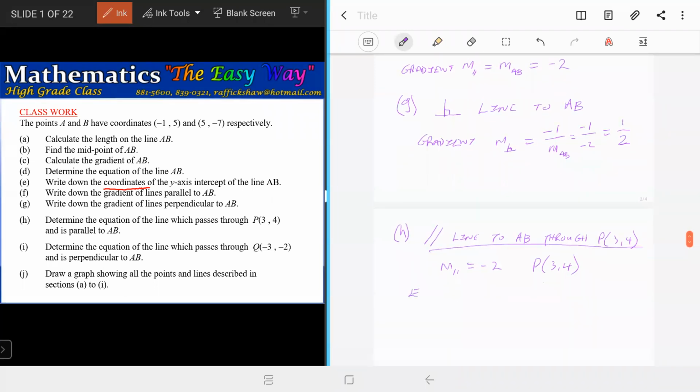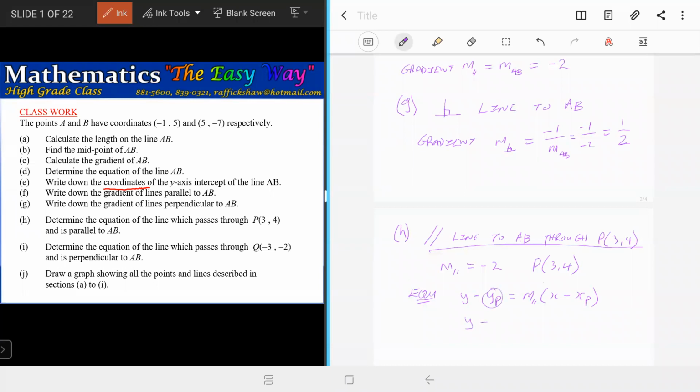So the equation of that line that I want is y minus yp, because it passes through P, equals the parallel gradient, because it's a parallel line, into x minus xp, because P is a point. Some people use y equals mx plus c and use these to find c. No problem. Make sure you get it right if you do it that way. All right? I'm not telling you that you cannot do it that way. Do it that way if you're comfortable. Just make sure you get it right.